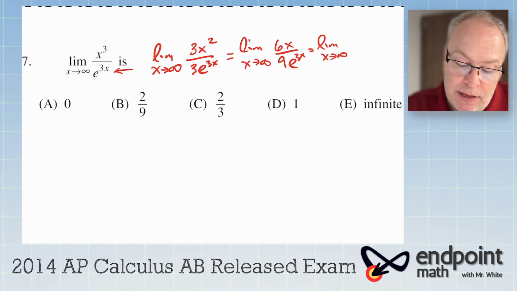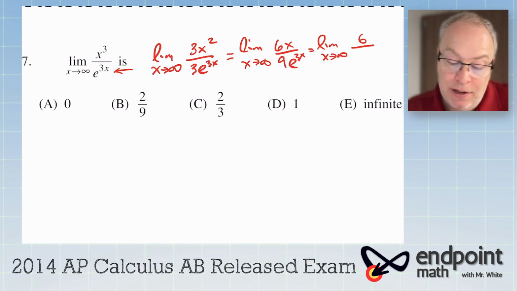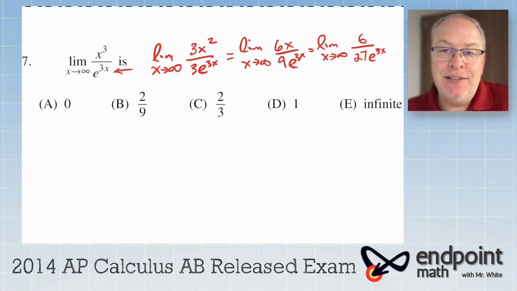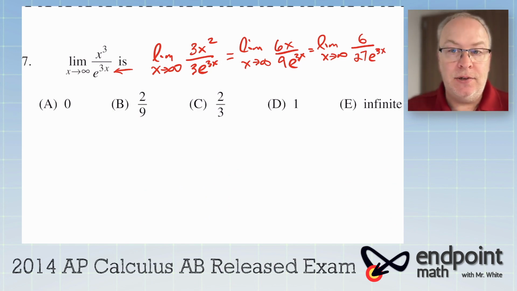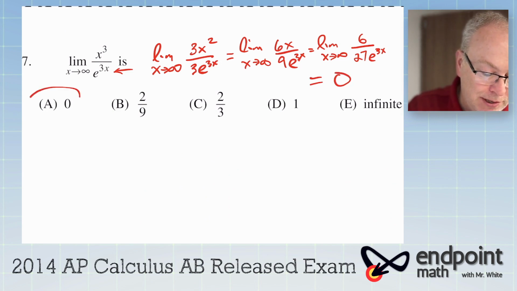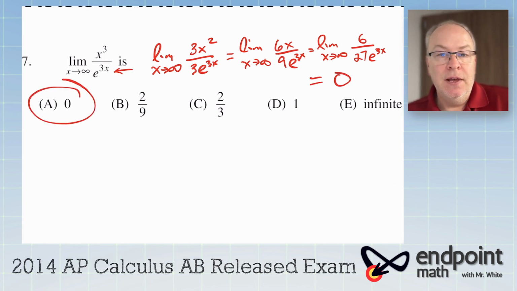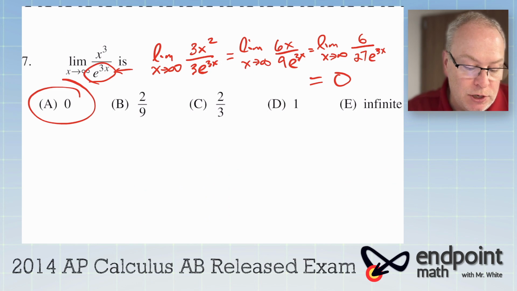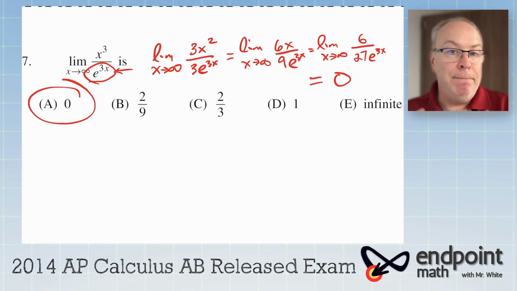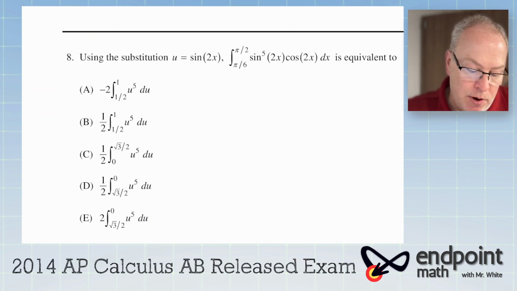So then we take the derivative again, because it's still indeterminate form, and we get 27e to the 3x. Now we have a 6 over infinity. That's a constant on the top. So this definitely approaches 0, which is the answer on this. Again, I knew that the bottom was going to be infinitely bigger than the top because an exponential beats a cubic every single time. All right, moving on, number 8.